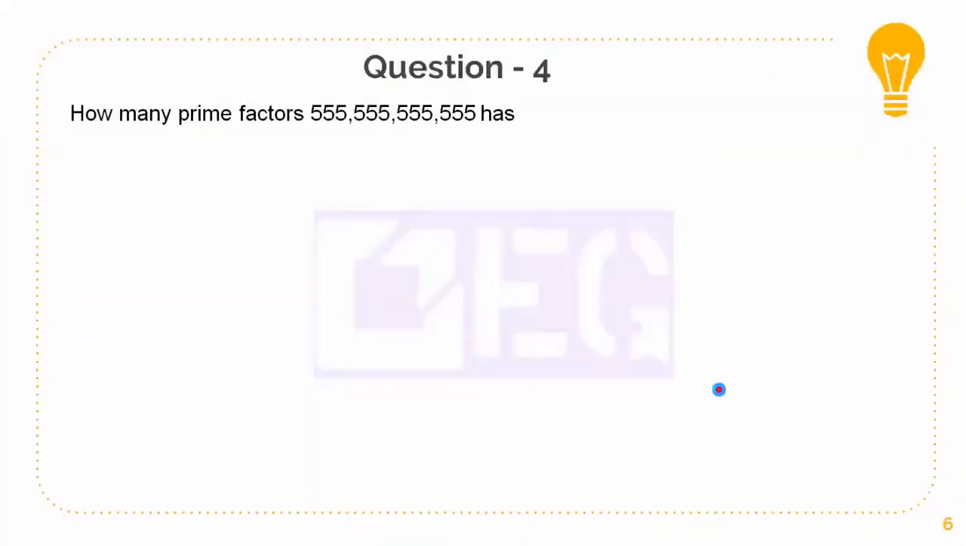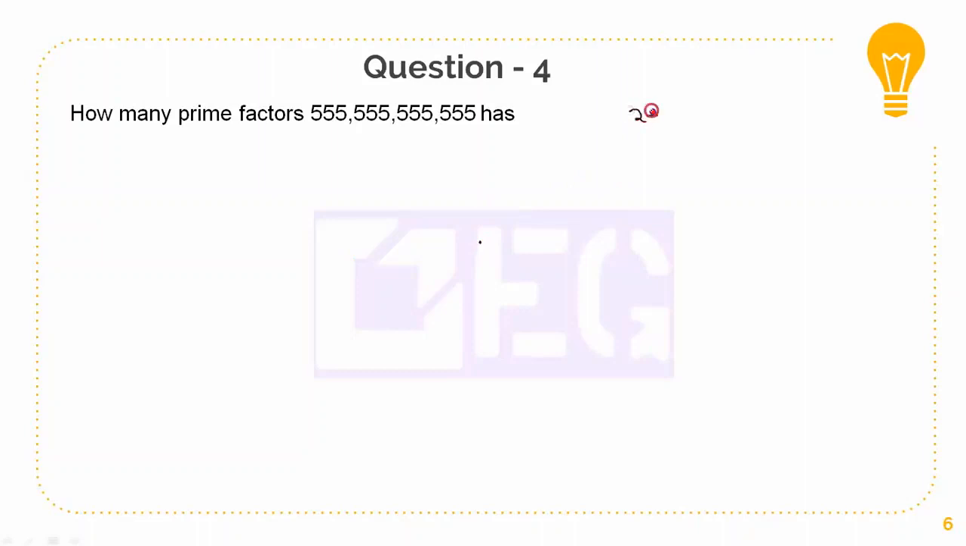Now again a prime factor question. How many prime factors does this number contain? This number is a 12-digit number, 555,555,555,555. And we want to find the number of prime factors, not the factors. Basically, if you have any number and you want to find its prime factors, you will try to break that number into product form. That will give you the total number of prime factors.